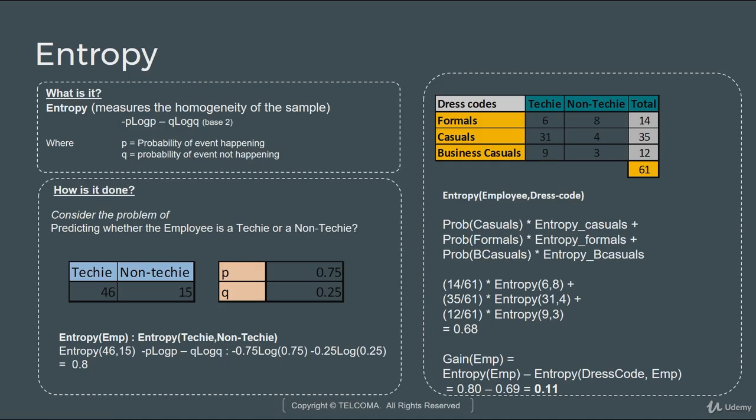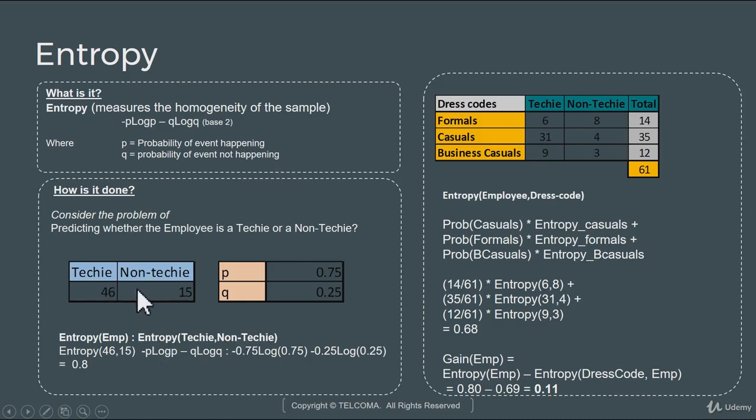Now, how do you calculate entropy? Consider the use case which we discussed long back while understanding machine learning. You have an algorithm which predicts whether an employee is a techie or a non-techie, and you have just one attribute, which is dress code. You'll have formals, business casuals, and casuals. Now what entropy does over here is, it first calculates the overall entropy, which is for the dependent variable. So it calculates entropy between techie and non-techie. It leverages the formula minus P log P minus Q log Q.